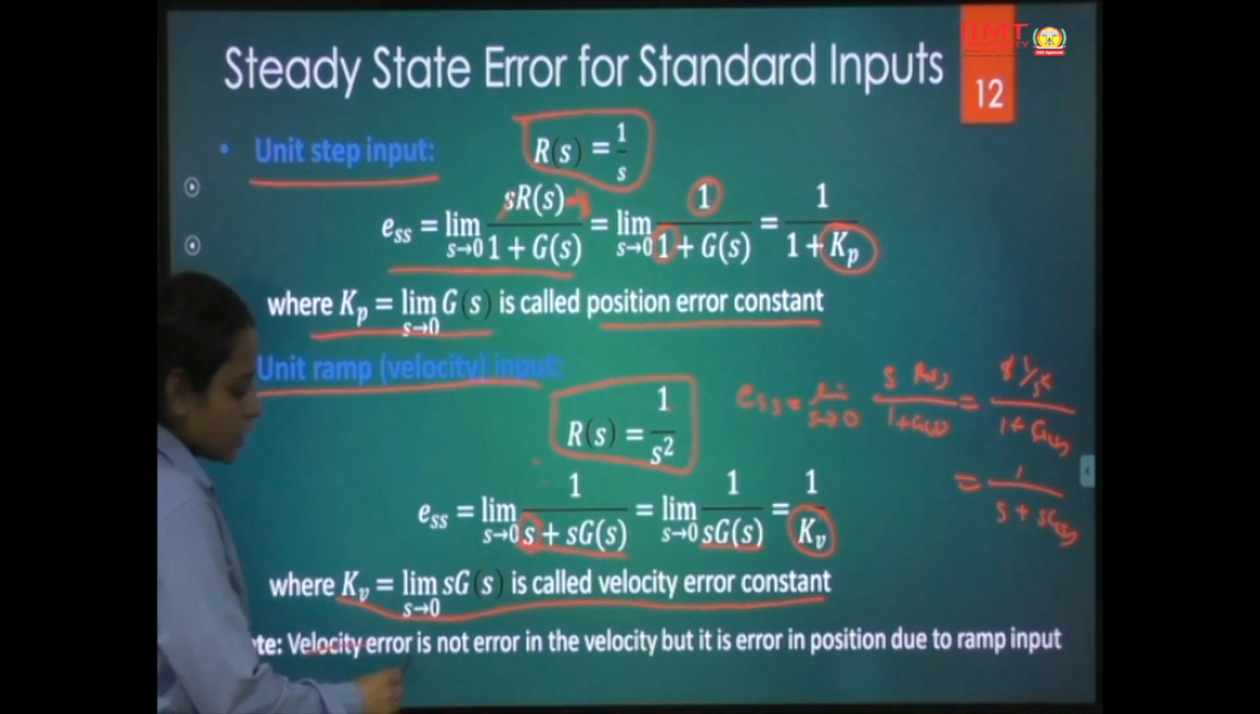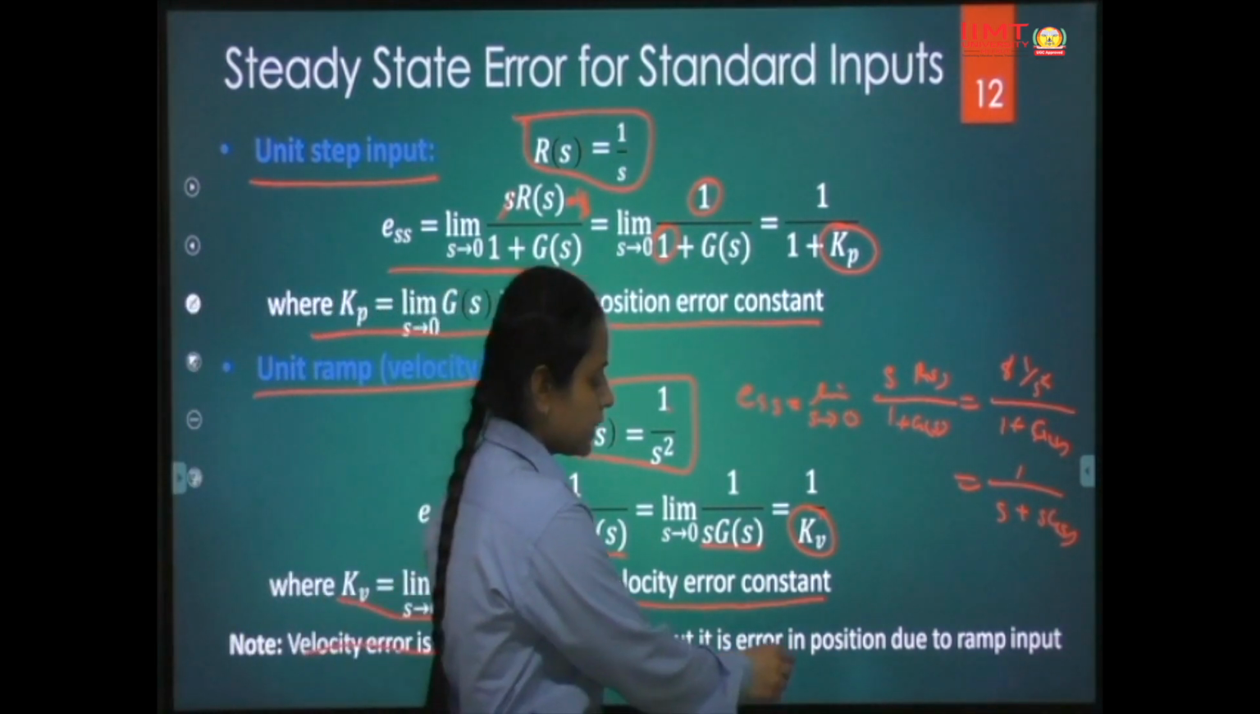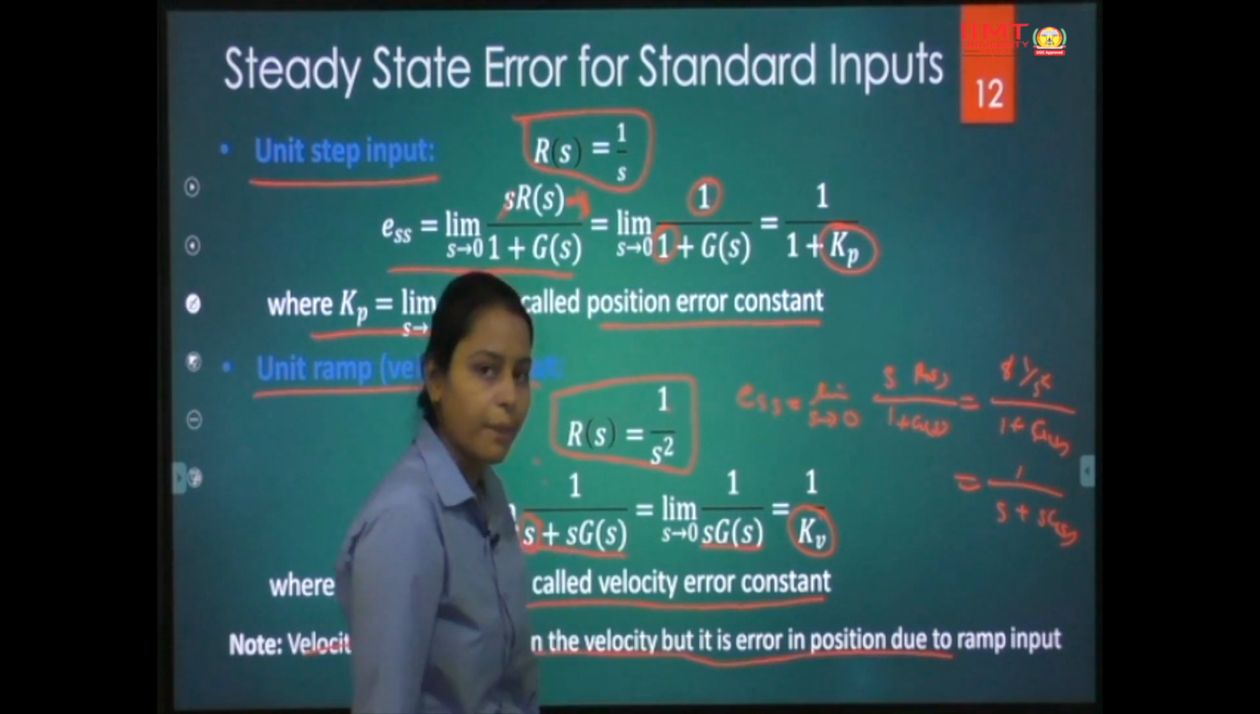Now velocity error constant is not error in the velocity, but it is the error in position due to ramp input.